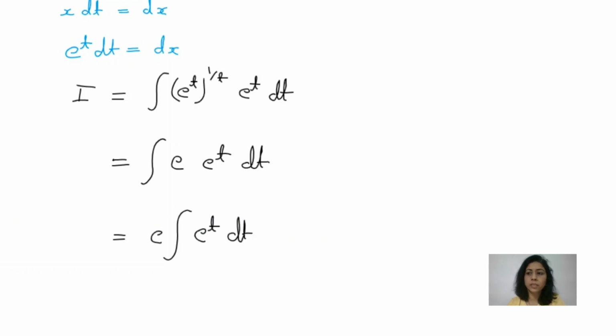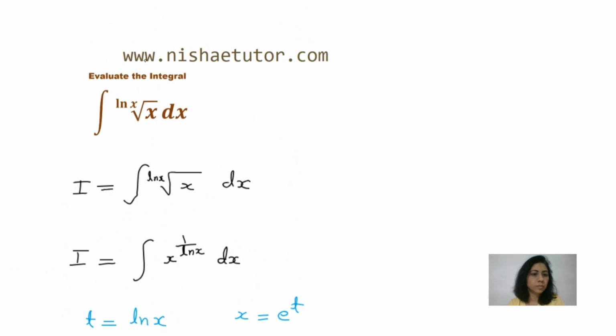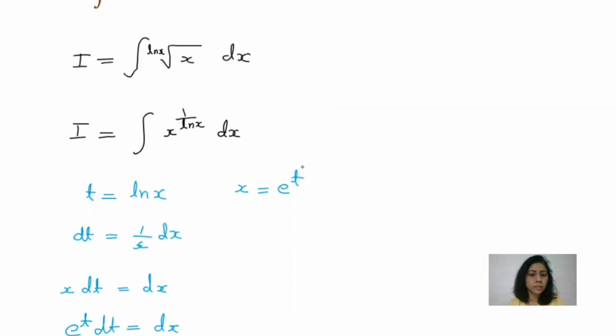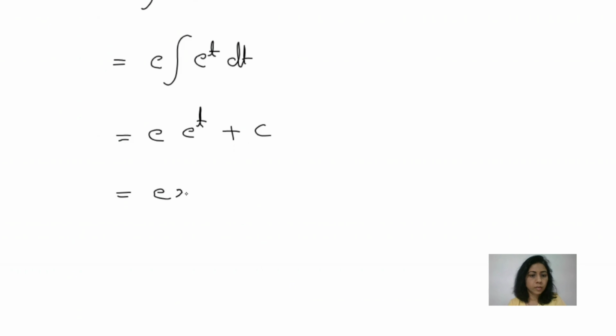And now we can easily integrate. So e, when we integrate e to the power t, we get e to the power t plus c. So what is e to the power t? Because our question was in x, we can write the answer in x. So e to the power t is x. We can write this x here plus c. So this is the final answer, e x plus c. C is any arbitrary constant.